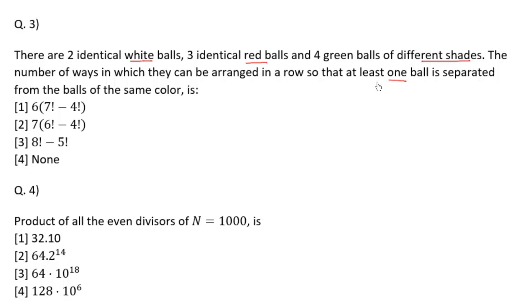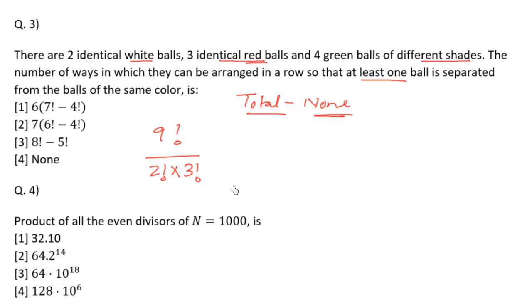Now it says at least one. So how do we solve it? We take total minus none, right? So let's take the total case, wherein there is no restriction. The total number of balls is 9, so the number of ways we can arrange is 9 factorial. But since 2 of them are identical, we have to divide by 2 factorial. 3 red balls are identical, so we have to divide by 3 factorial. This is the total number of ways we can arrange without any restriction.